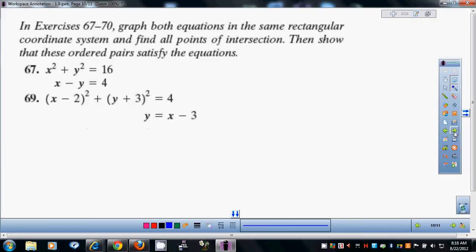Graph both of these equations. Yes, this we can do. Then show where they intersect, which you can either eyeball or solve the system of equations. Actually, in this section, you'll probably just eyeball from your graphs. That's the point. We're going to be solving systems of equations a little later. So, 67, graphing.